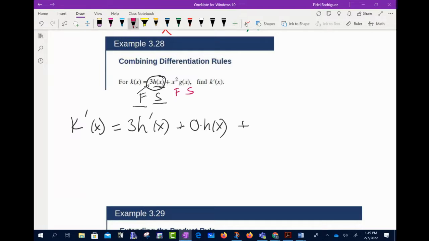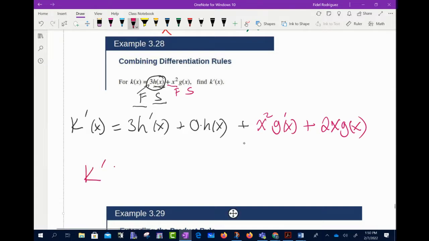Okay, so we're going to say, let's leave the first function alone. It's x squared. What do you say the derivative of g of x would look like? G prime of x. Excellent. Plus the derivative of the first one. What's the derivative of x squared? 2x, right? Good. Times the second function, which is just g of x, right?